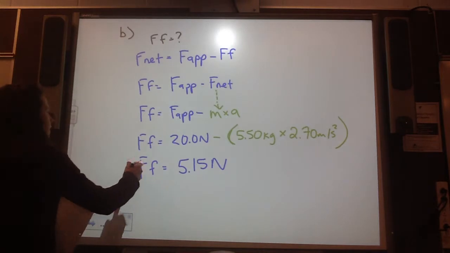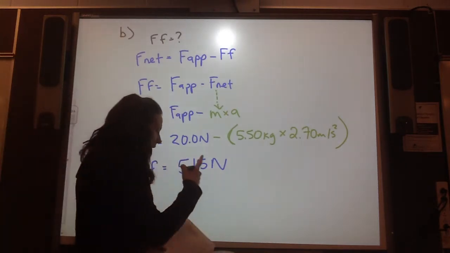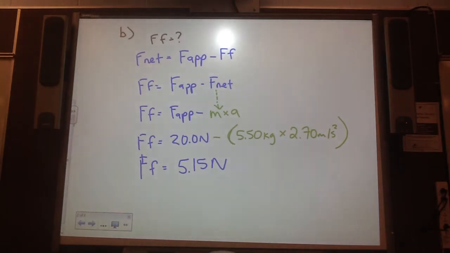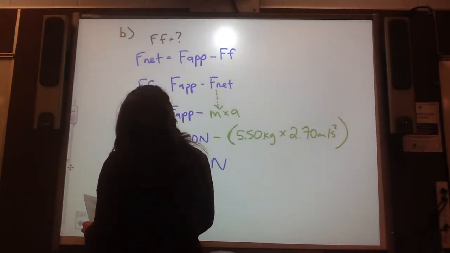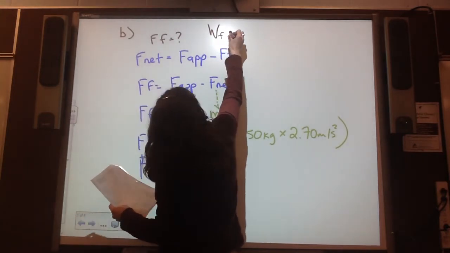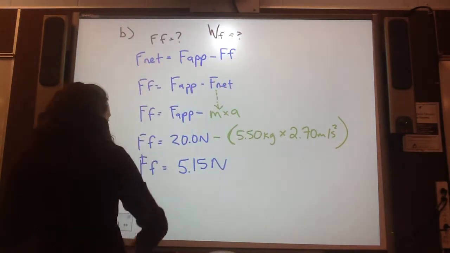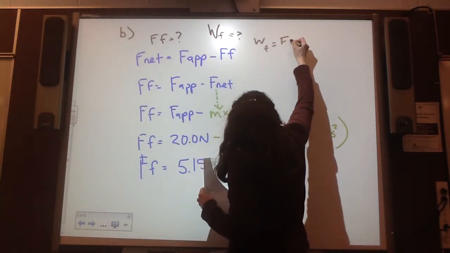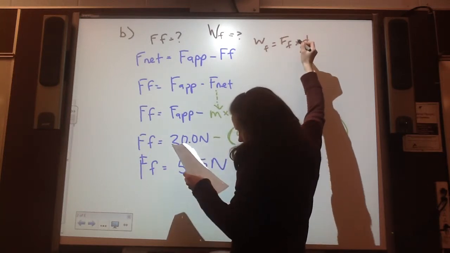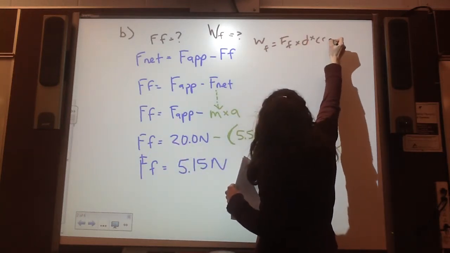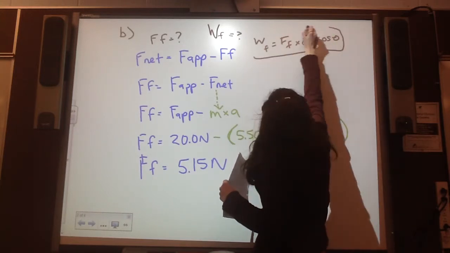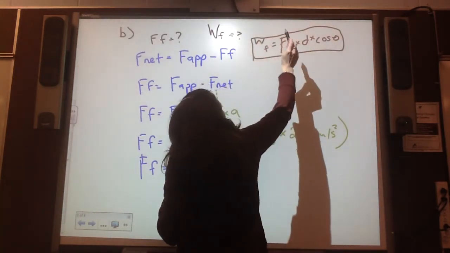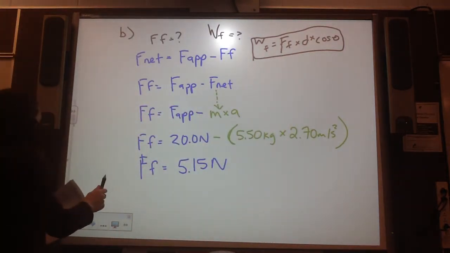So this is the force of friction, but I was asked, let's read the question again. Let's read B again. Work done by the force of friction. So what I should have put here is I'm looking for WF, sorry. But I needed my force of friction. So like at the beginning, WF is equal to big F times D times cos theta. Okay? That's why I found FF first. Okay? So sorry, I didn't put that at the beginning.